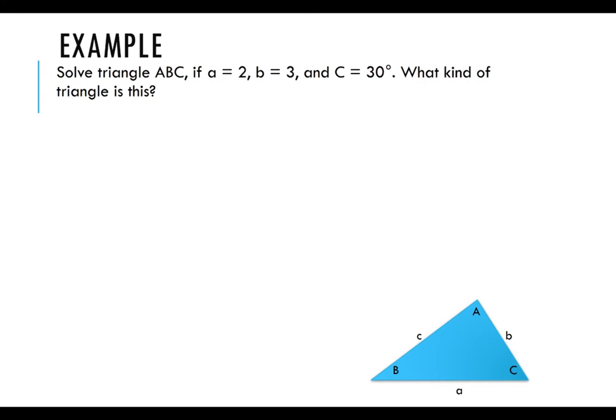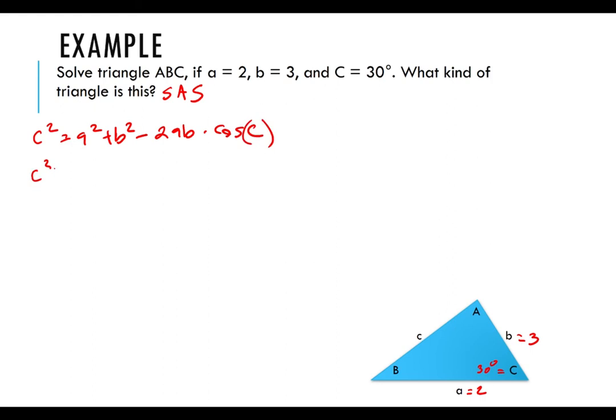So now let's solve triangle ABC. If side length A is 2, side length B is 3, angle C is 30 degrees. At this point, recognize that we need to find the side opposite C. So we're going to use law of cosines, because what kind of triangle is this? This is a side angle side triangle. And so law of cosines is going to give us that C squared is equal to A squared plus B squared minus 2AB times cosine of C.